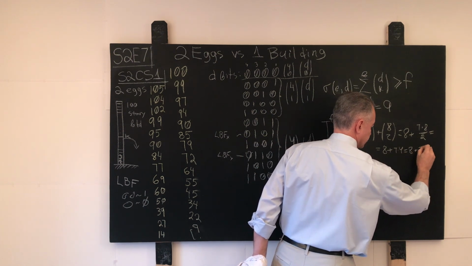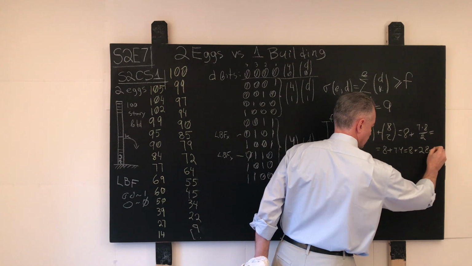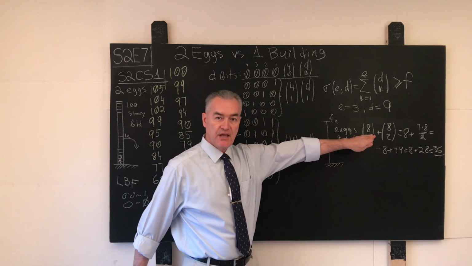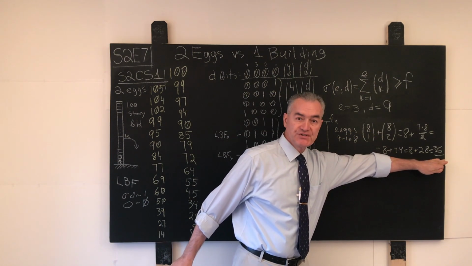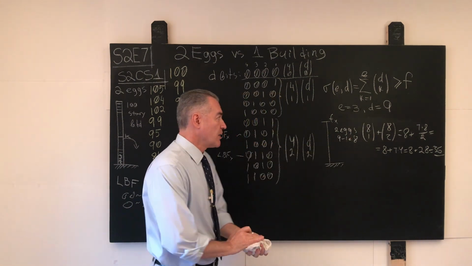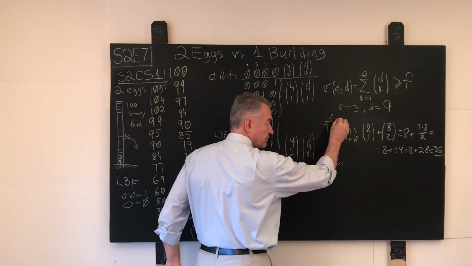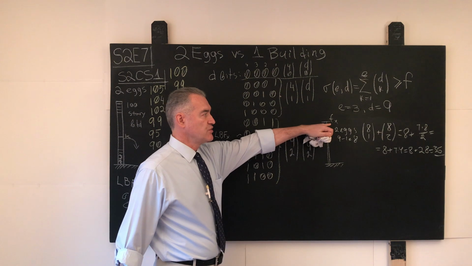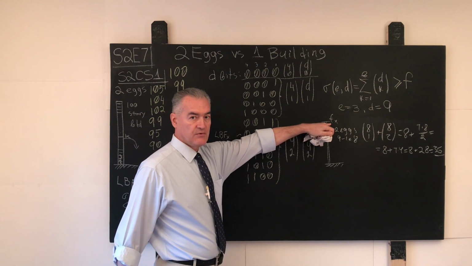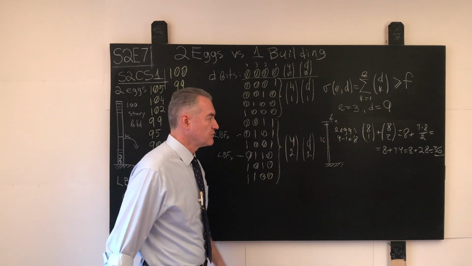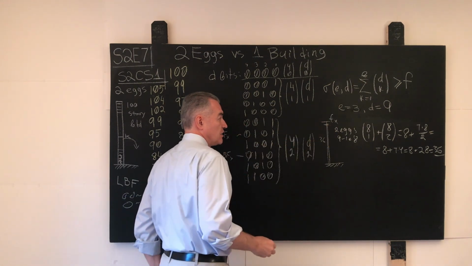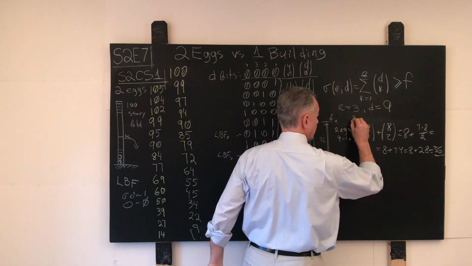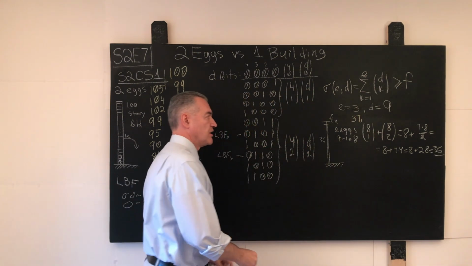So 8 plus 28 comes out to 36. So now we see that with 2 eggs and 8 drops, we can test a 36-story building. Wonderful. So that means the floor immediately below f sub x is 36. And that means that the floor from which we begin our testing of the building with 3 eggs will be what? Will be precisely 37. So let's write down that number over here. We will begin testing our building with floor number 37.